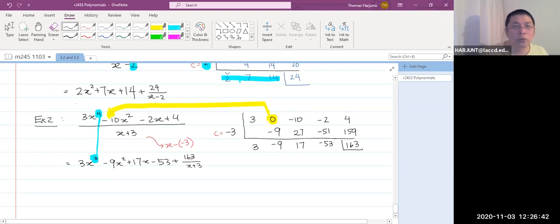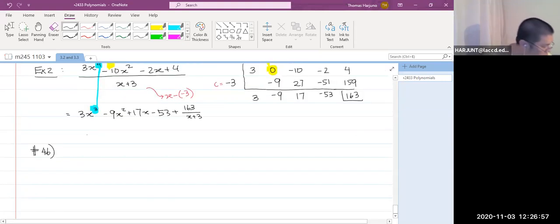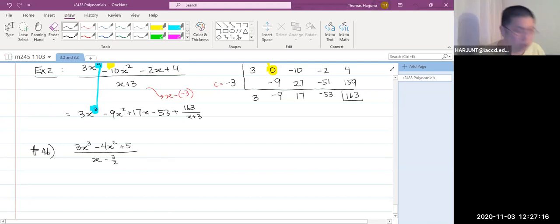Let's say I do, I guess this is one of the last examples I do from here before I move on to the next topic. Number 46: 3x cubed minus 4x squared plus 5, over x minus 3 halves. Oh shoot, this looks so ugly.